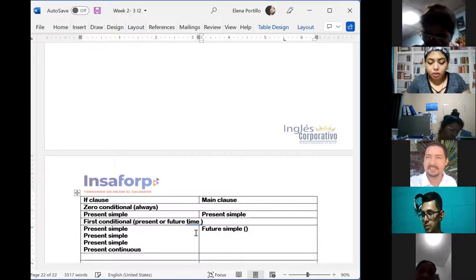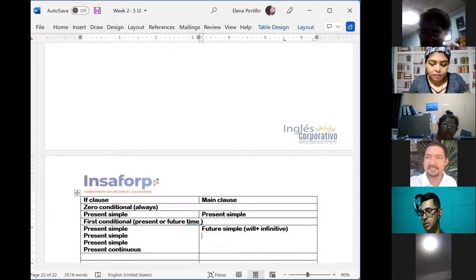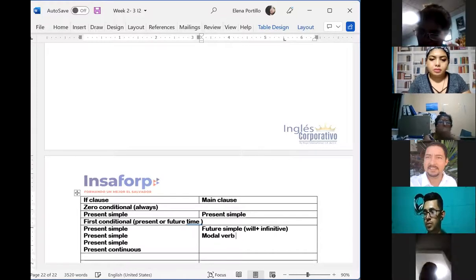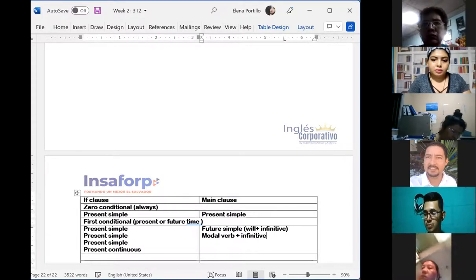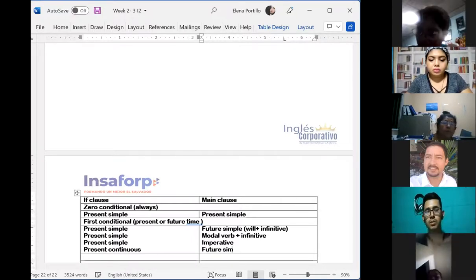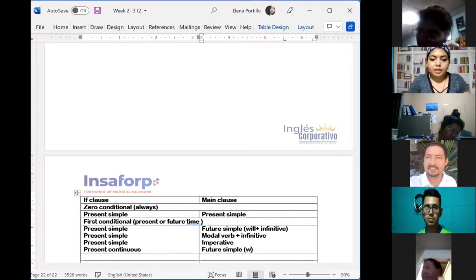plus that is the structure will plus infinitive. Then the other thing that we can use in the main clause is the modal verb plus infinitive. Then we have the imperative. And the last one is future simple, that is will plus infinitive.